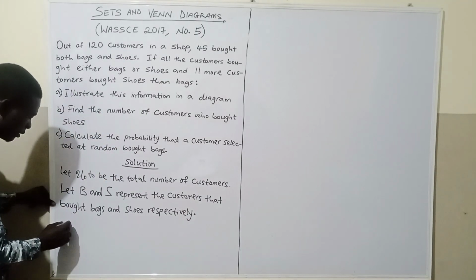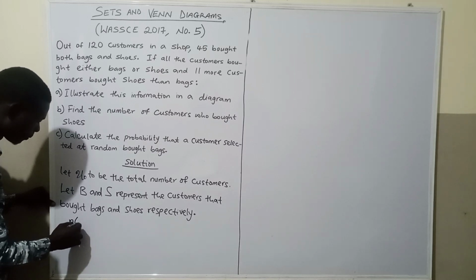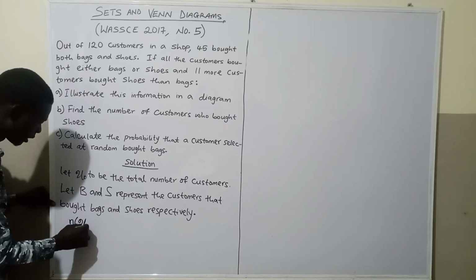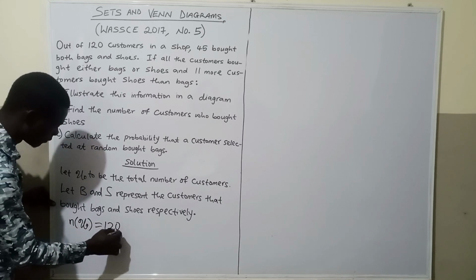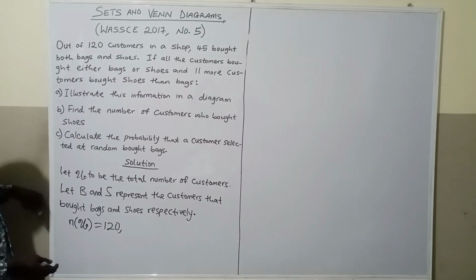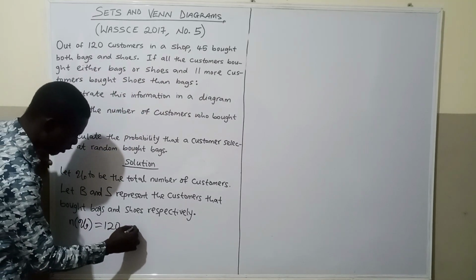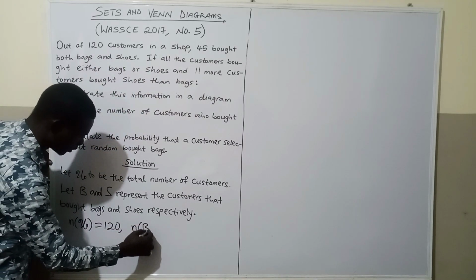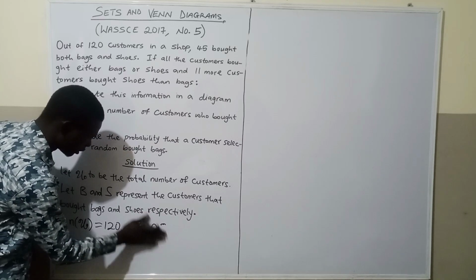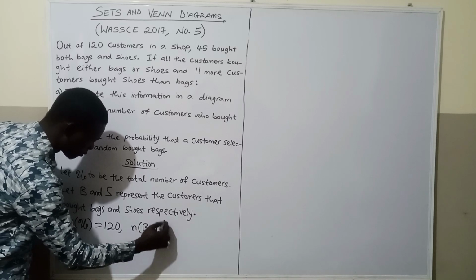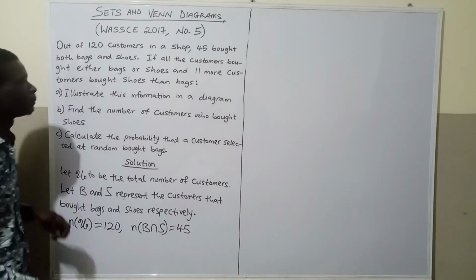So we know that by the parameter, number of customers in the shop at that particular time or period, there are 120 of them. Then after which, those that bought bags and shoes, there are 45 of them. So number of customers that bought bags intersection shoes, B intersection S, there are 45 of them.